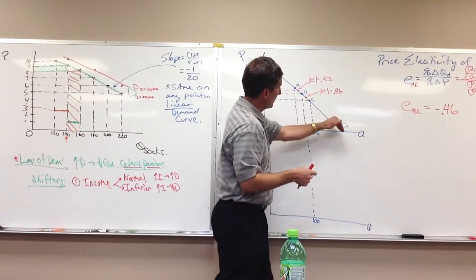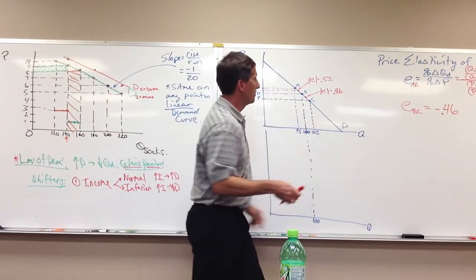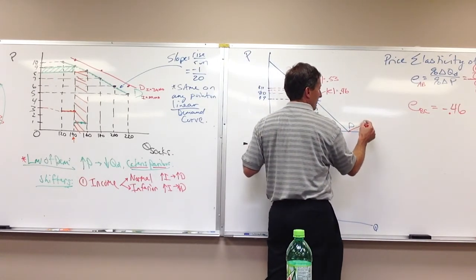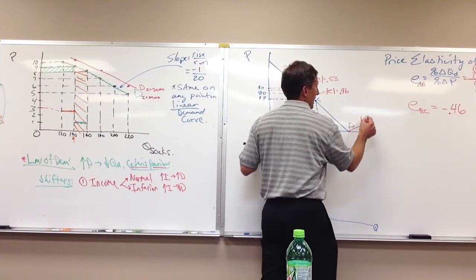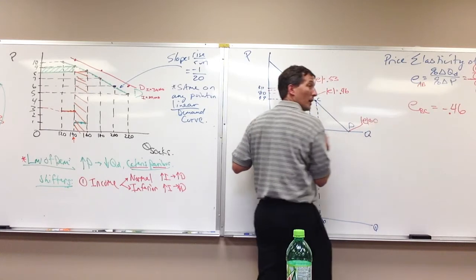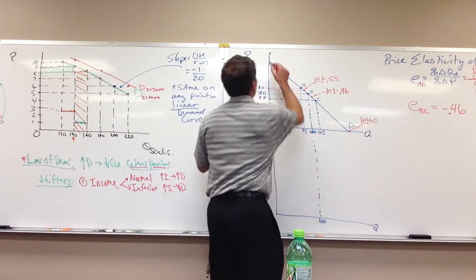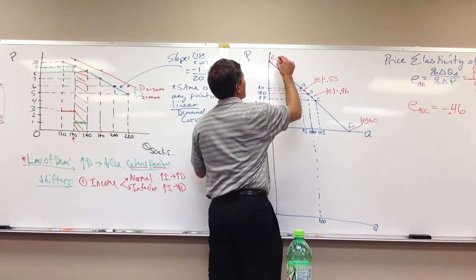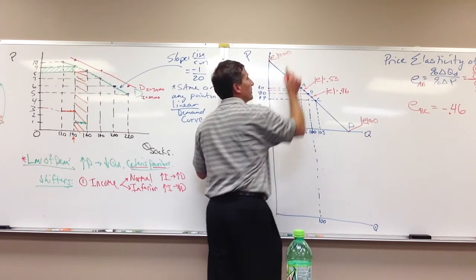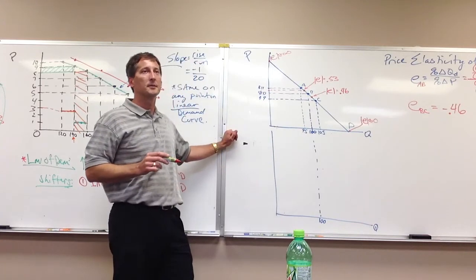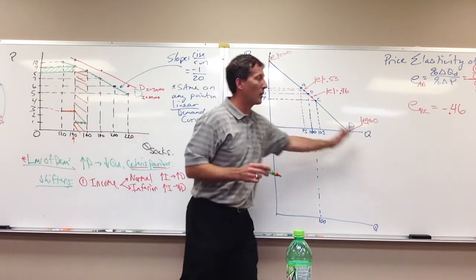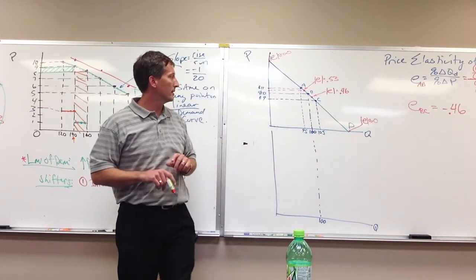So as we move along the demand curve, our numbers start to approach. In fact, at this endpoint here, we've got an elasticity in absolute value that is very close to zero. And up here at this endpoint, we've got an elasticity that's very close to infinity. But it never quite gets there. Now that sets up our whole range of elasticities.